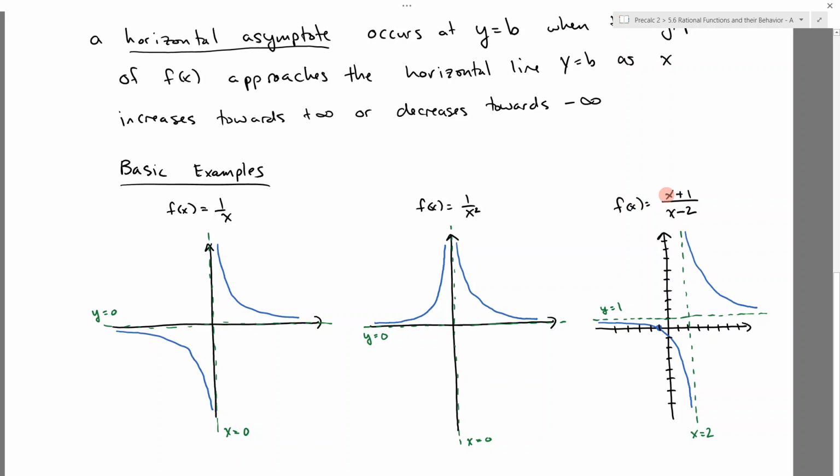And then finally, the function x plus 1 over x minus 2 looks kind of like this, and has a vertical asymptote at x equals 2 and a horizontal asymptote at y equals 1.